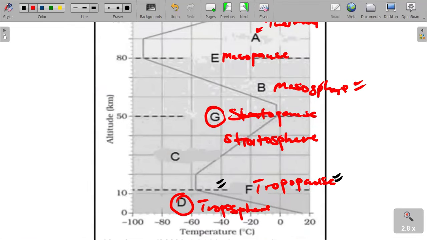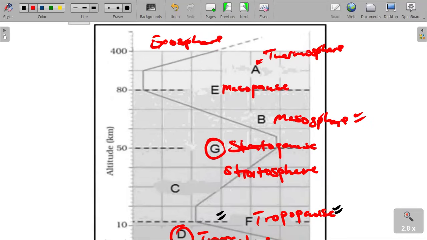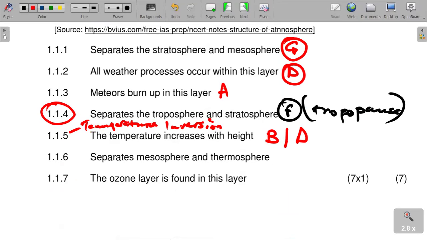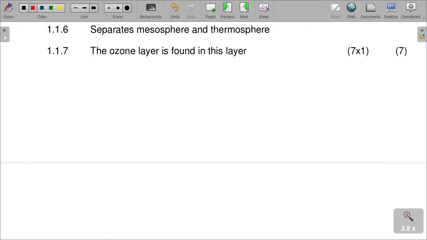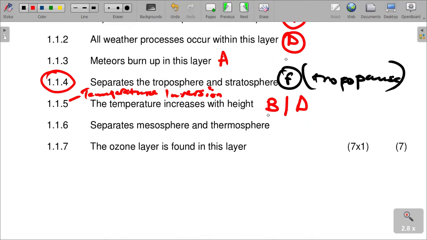Mesosphere and thermosphere are separated by the mesopause. What separates them? It is letter E that separates them, which is the mesopause.